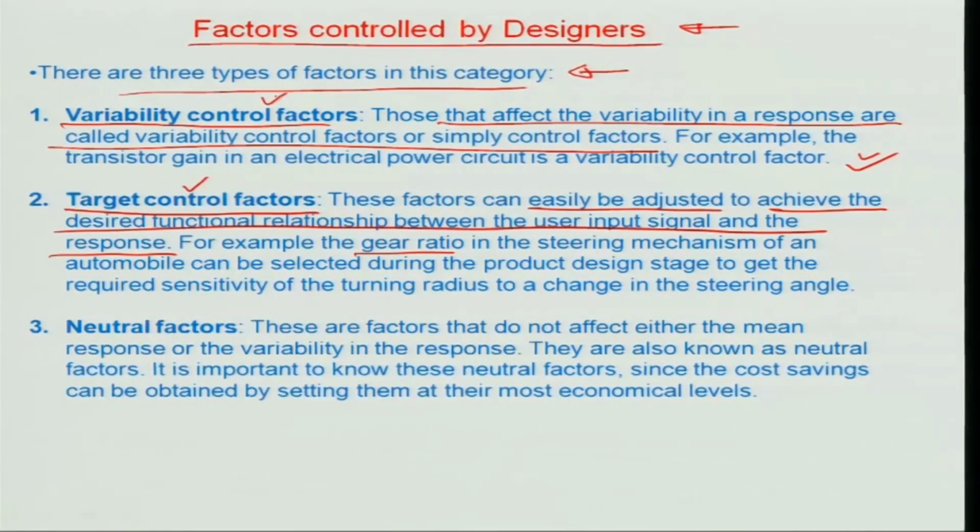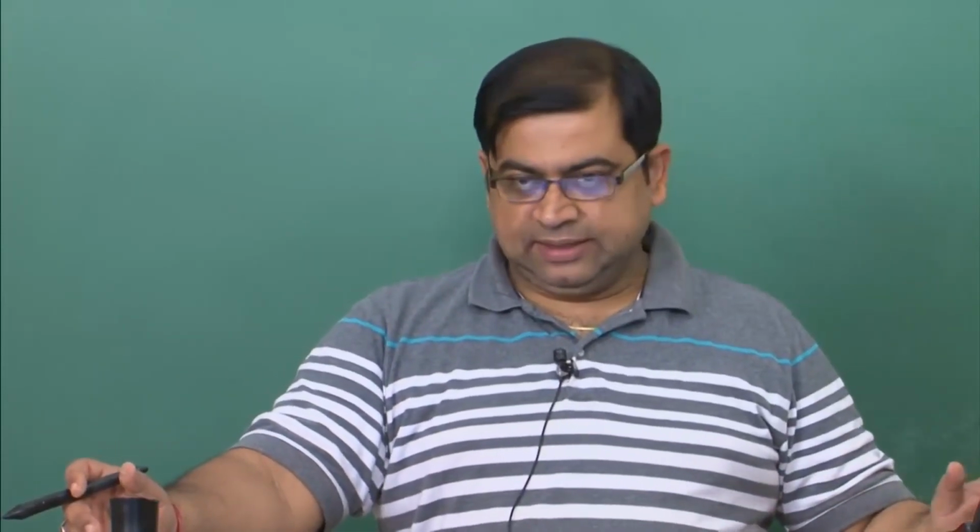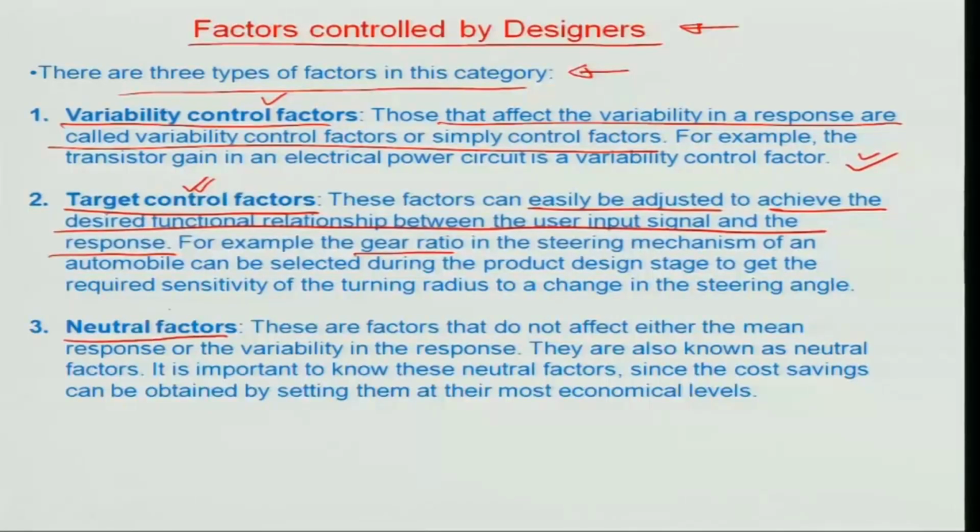So once you have controlled the variability level by giving a range, you also control how quickly the output response of an engineering system achieves a particular level, as in the case of car steering you already saw. It's called the target control factor. And finally, there are certain other factors which the designer has, which are also known as neutral factors. They are called neutral because they do not really affect either the mean response or the variability in the response. Either the output level is not influenced, or even the variability of the output level is not influenced in these particular cases.